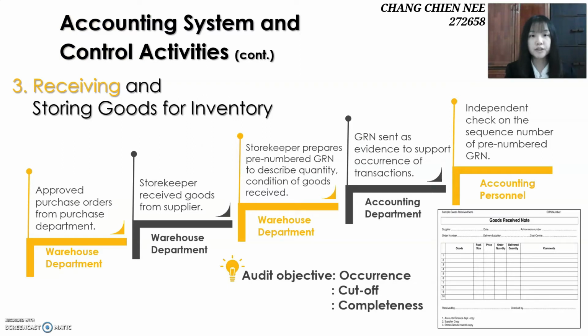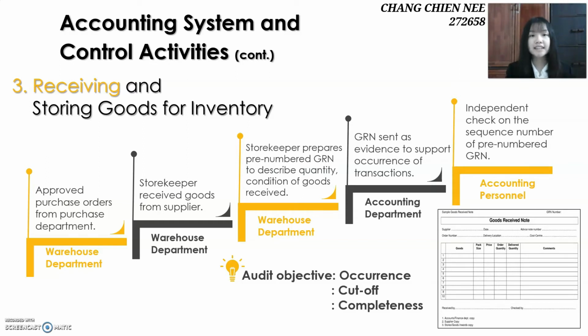Now we move to the third function, which is receiving and storing goods for inventory. In this phase, the approved purchase order will be sent to the warehouse, a place to receive the inventory from the supplier. After the storekeeper receives the inventory, a pre-numbered goods received note, or GRN, will be prepared by the storekeeper to record the amount and condition of the inventory received.